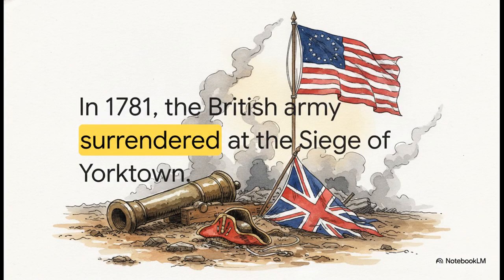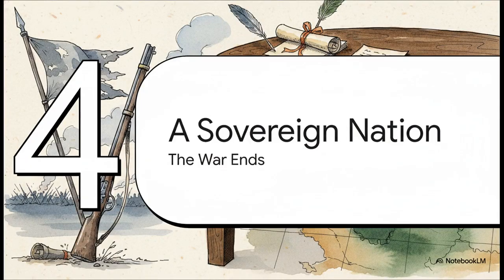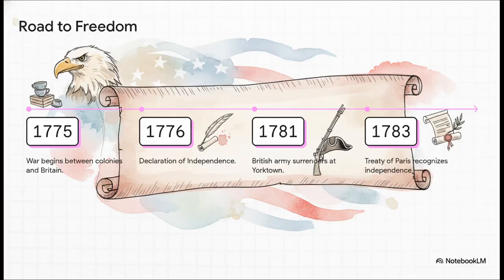That massive advantage culminated in 1781, when the British armies surrendered at the Siege of Yorktown. This really stands as the absolute climax of the violent conflict. The surrender at Yorktown effectively crippled the British military effort in the colonies, and it paved a very clear path straight toward the end of the war. Part 4. Birth of a Sovereign Nation. Let's move ahead and see how this builds.